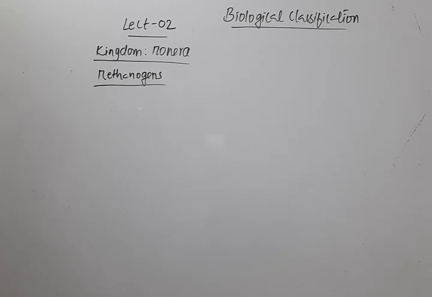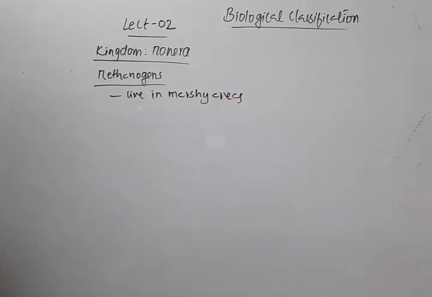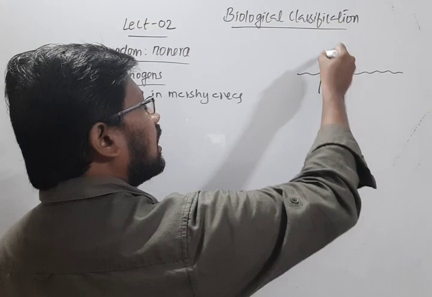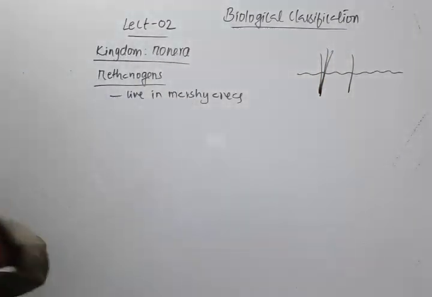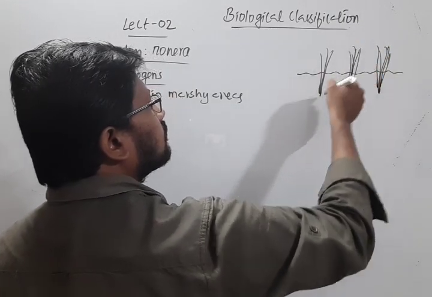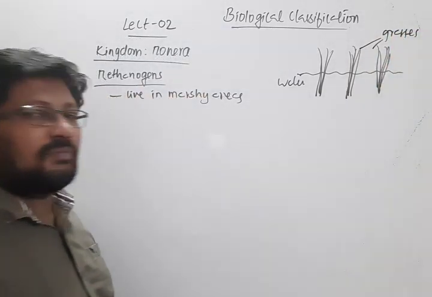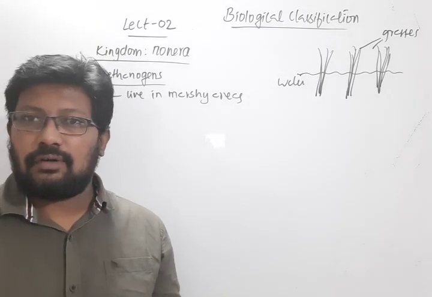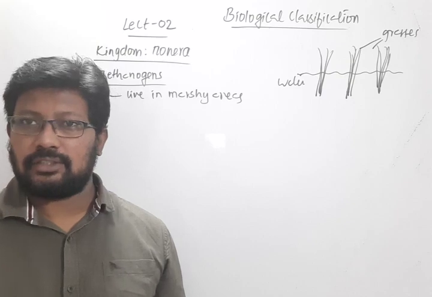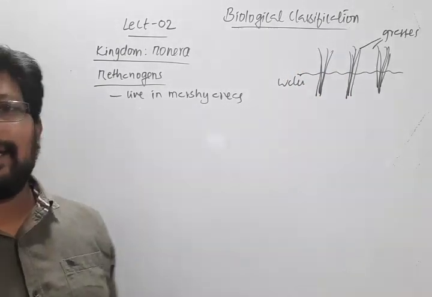These are the bacteria that live in marshy areas. Marshy areas are filled with water all the time, and you will see them mostly dominated by grasses. Usually these marshy areas are found on the sides of a river where the water flow almost stops. There is water stagnation all the time, and you will see grasses growing half submerged and half above the water. Those areas we call marshy areas.